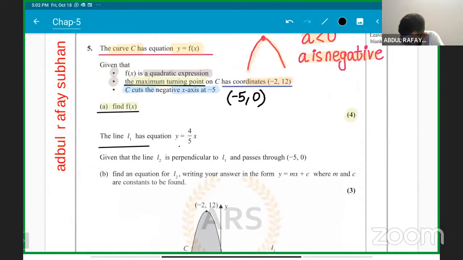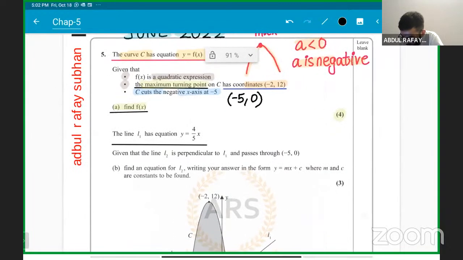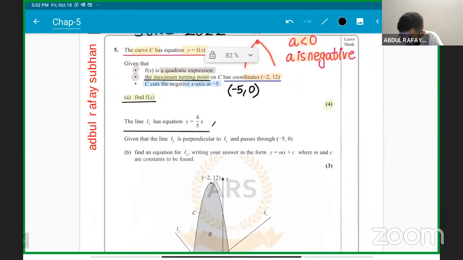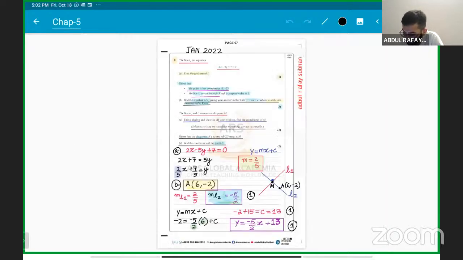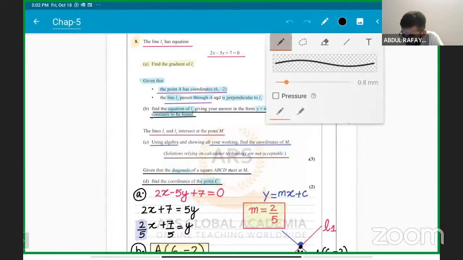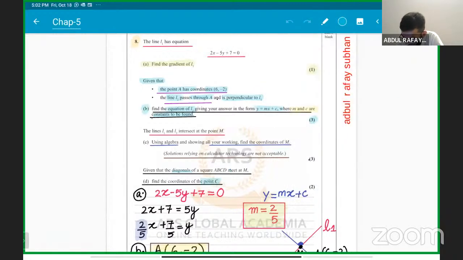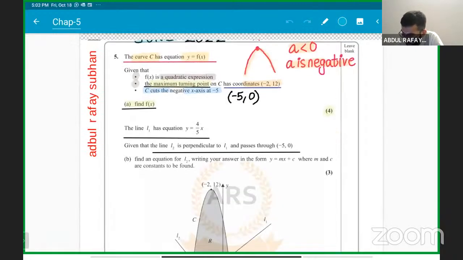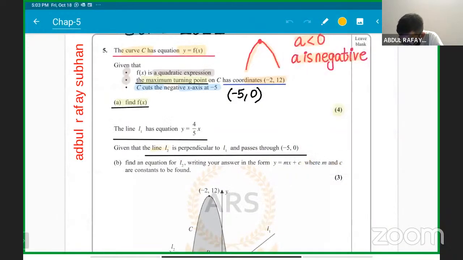The line L1 has the equation y is equal to 4 over 5x. So we have got the line L1 now. And again, the same concept: the line L2 is perpendicular to line L1 and it passes through this point. You have to find it for 3 marks. Same learning, just like part B of the same paper. That is, given that the line L2 is perpendicular to line L1 and it passes through minus 5 comma 0.